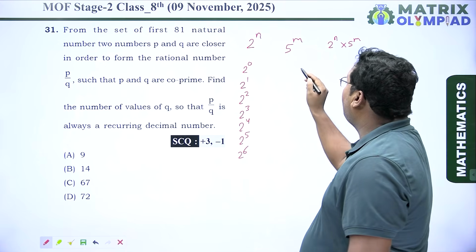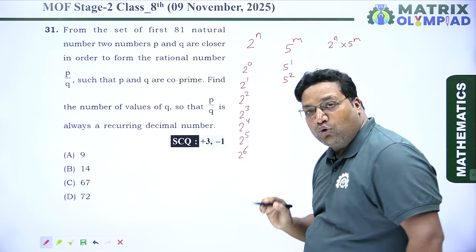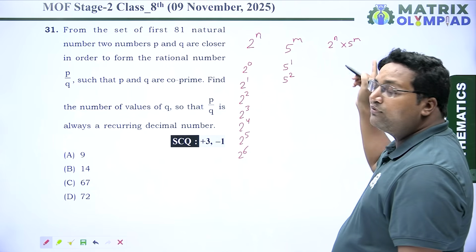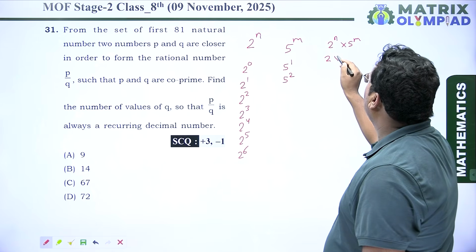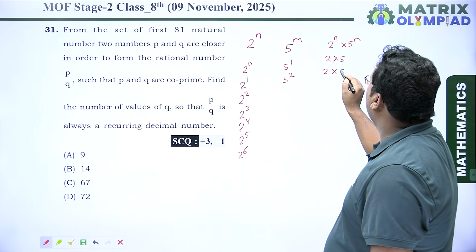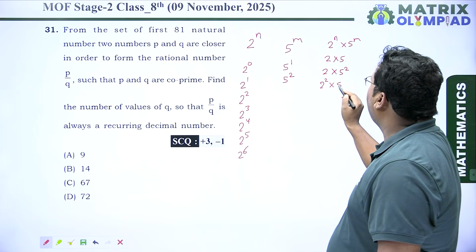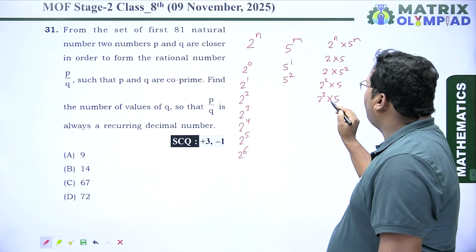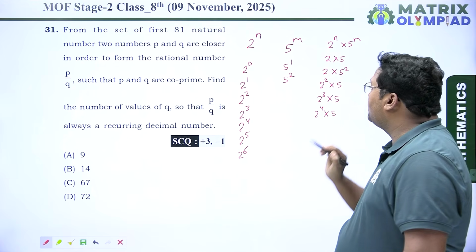Similarly, when the value of q is 5 to the power 1 and 5 to the power 2, then again this number is a terminating number. Similarly, we have to find out the values of 2 to the power n into 5 to the power m. So first number is 2 to the power 1 into 5 to the power 1. Second number is 2 to the power 1 into 5 to the power 2. Third number is 2 to the power 2 into 5 to the power 1. Fourth number is 2 to the power 3 into 5 to the power 1. Fifth number is 2 to the power 4 into 5 to the power 1.